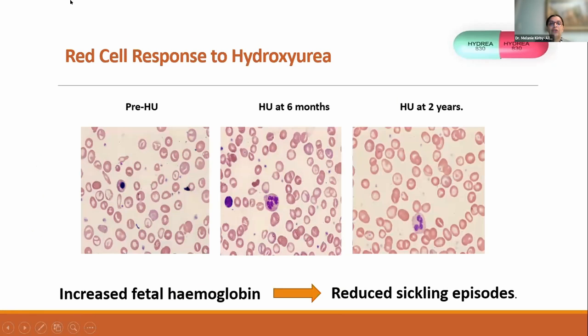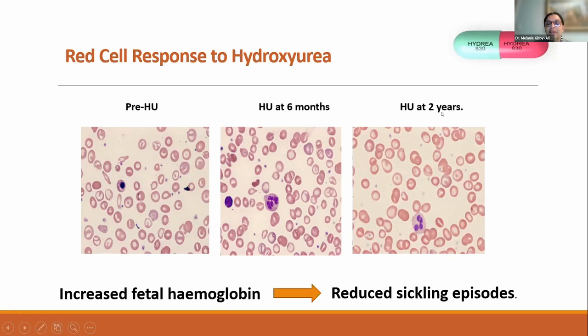So just to show you blood smears. This is one of our patients prior to hydroxyurea starting. You can actually see sickle cells quite misshapen because they're in different stages of sickling and unsickling. Within 6 months, you start to lose seeing those sickle cells, but it's still not perfect.